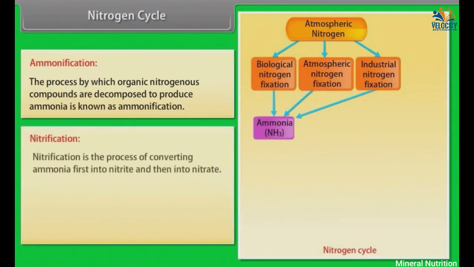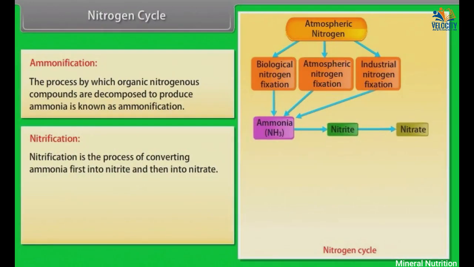Nitrification. Nitrification is the process of converting ammonia first into nitrite and then into nitrate. 2NH3 plus 3O2 gives 2NO2 plus 2H plus 2H2O. 2NO2 plus O2 gives 2NO3.